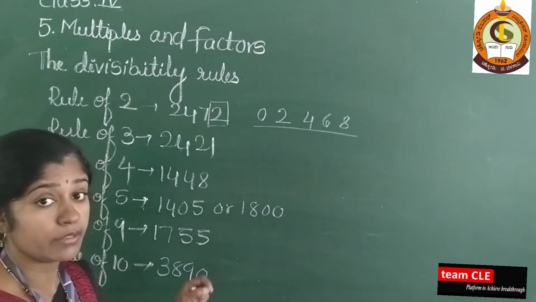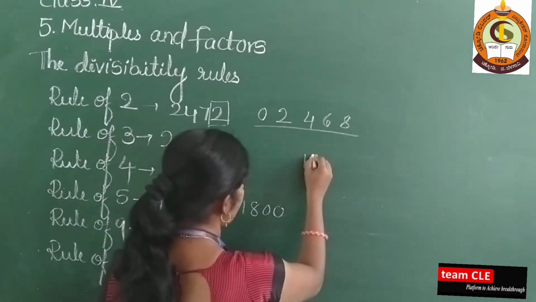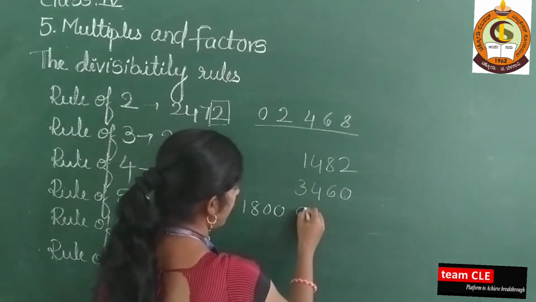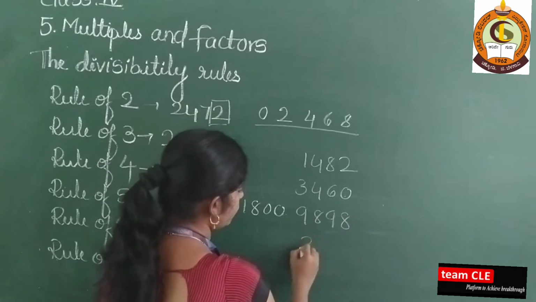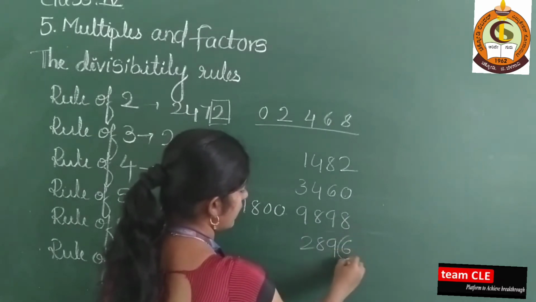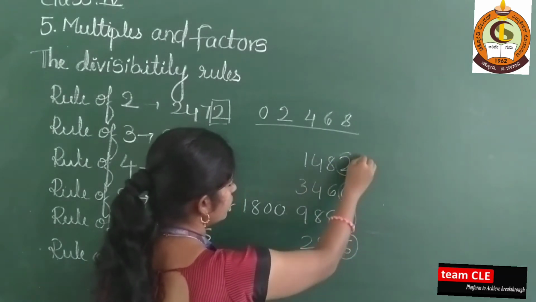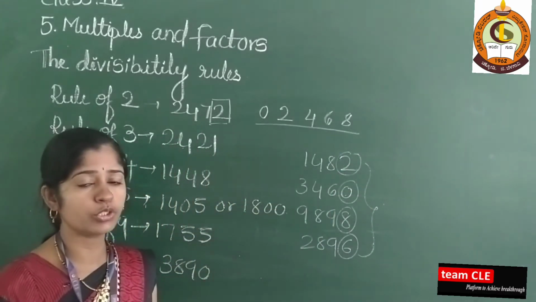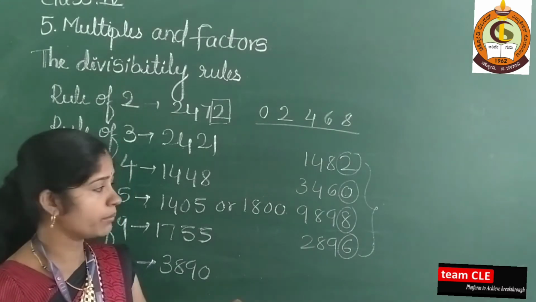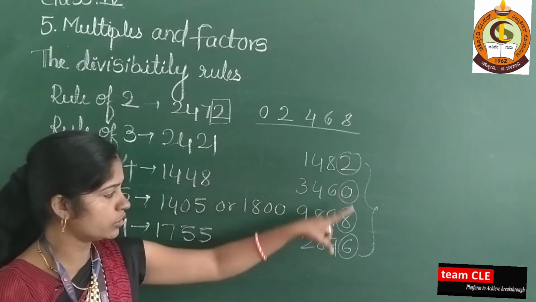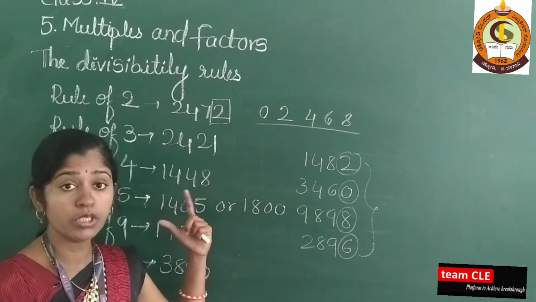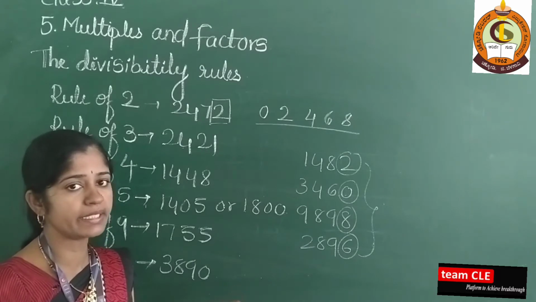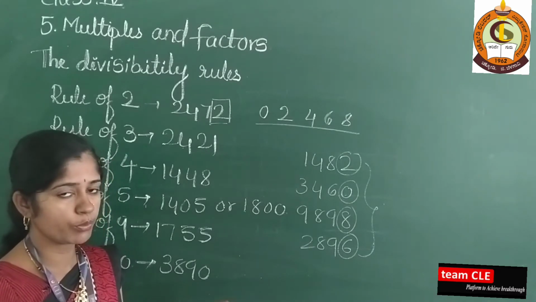You see here in the ones place. For example, you take 1, 4, 8, 2. I will take 3, 4, 6, 0. 9, 8, 9, 8. 2, 8, 9, 6. See here, 6, 8, 0, 2. These numbers are divisible by 2. Why? Because in the ones place there are digits 0, 2, 4, 6, 8. If those digits are there in the ones place, that means the number is completely divisible by 2. I hope you are getting my point.